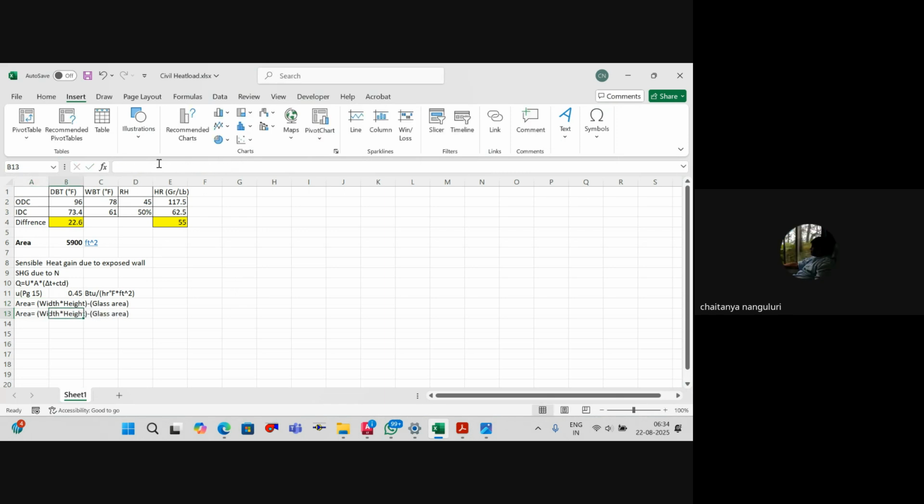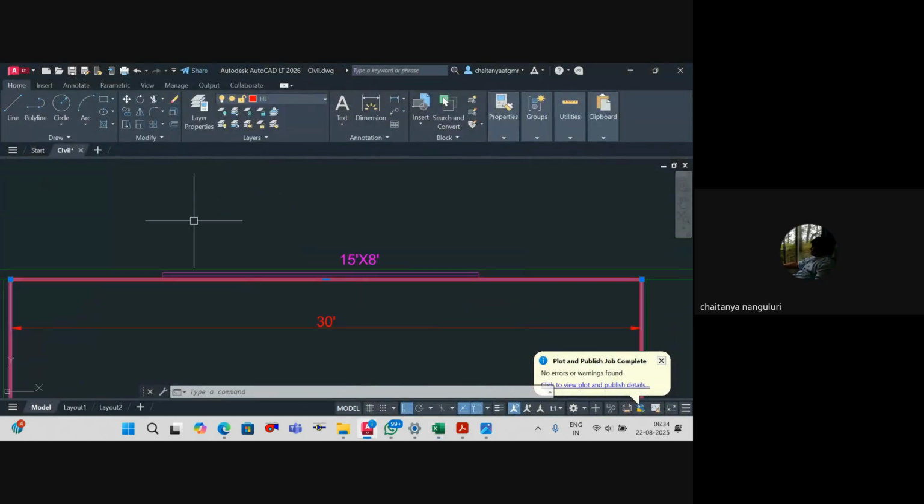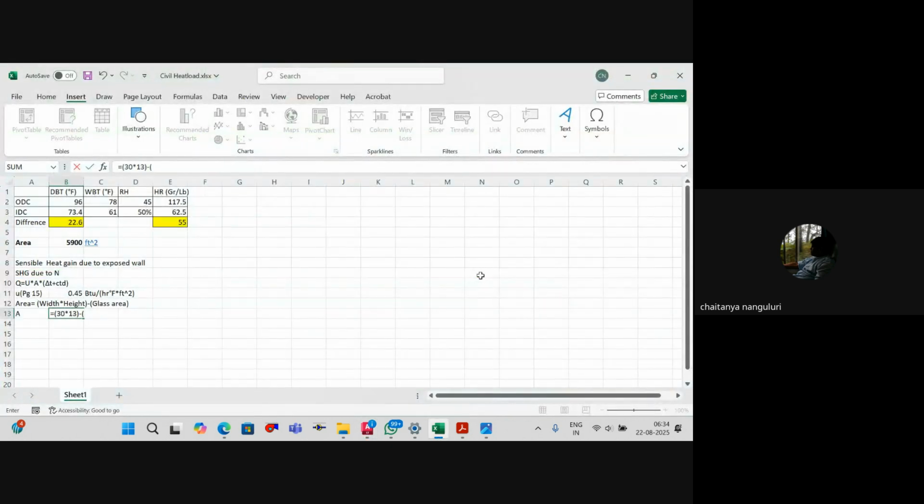So area is equal to, in our case, 30 into 13, that is width into bottom of the slab, minus the glass area. Glass area is 15 into 8. 15 is the length and 8 is the height, so it is 15 into 8. Understood? So my effective area of the wall is 270 square feet.